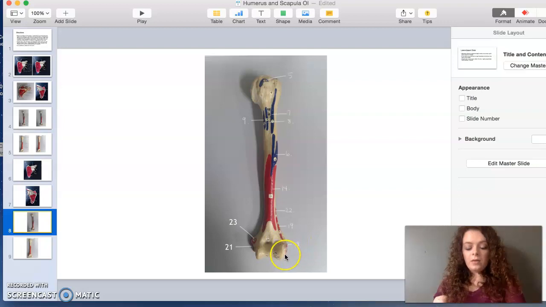At number 18, we are going to have the origin of the common extensor tendon. And at number 21, we are going to have the origin of the common flexor tendon. And over here at number 23, we are going to have the origin of the pronator teres.